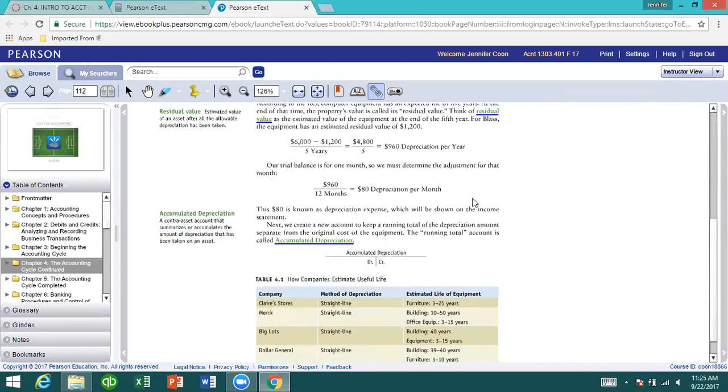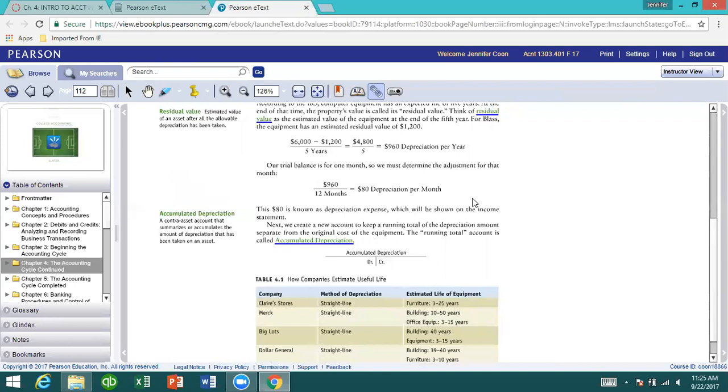We can't adjust that computer account. We have to leave it on the books for what we bought it for. So we come up with a new account called accumulated depreciation, which is a contra asset account. It means it does the opposite. So if the normal balance of the fixed asset or the computer account is a debit, then the accumulated depreciation account would have a normal balance of a credit. You see, it does the opposite.